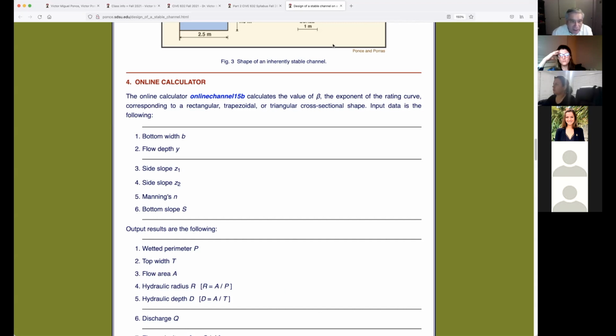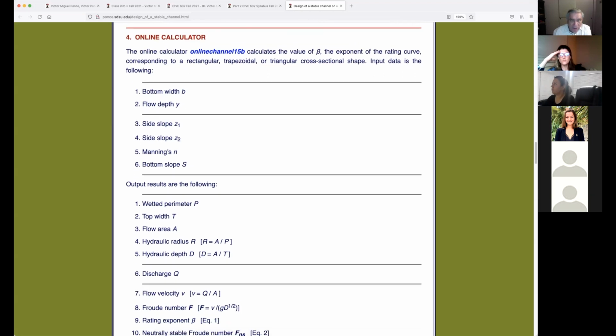I'm going to go back in here. So we have the bottom width, the flow depth, the side slope 1, side slope 2, Manning's n, and then the bottom slope. So you feed those in and you're trying to guess the depth because the width is by specification. So you're trying to guess the flow depth with the other given values that will get you to the Q that you want. It's a trial and error, but it's very easy, very straightforward.